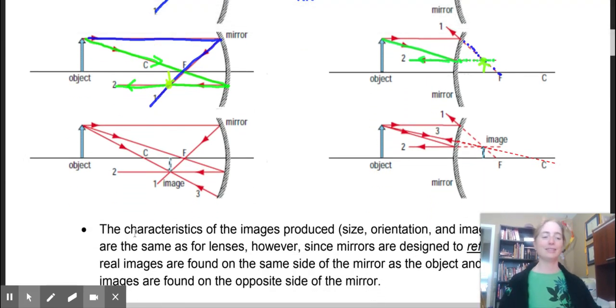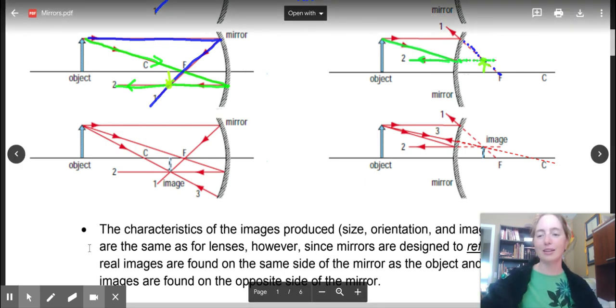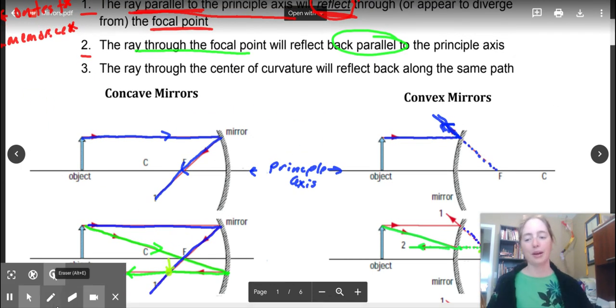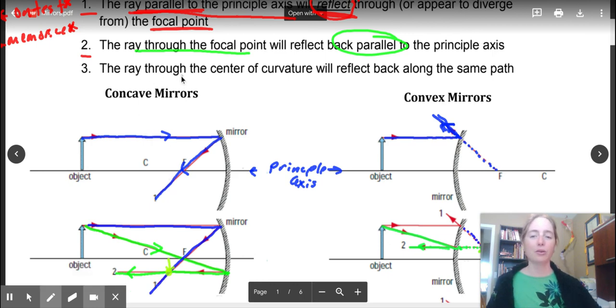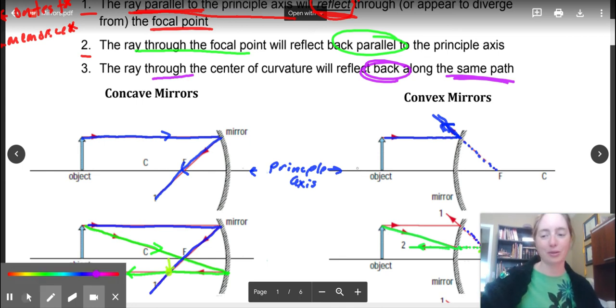So, ladies and gentlemen, rule number 3. Let's go up and highlight a few bits of it. With rule number 3 here, the ray that goes through the center of curvature is going to reflect back along the same path, or appear to be going backwards along that same path.